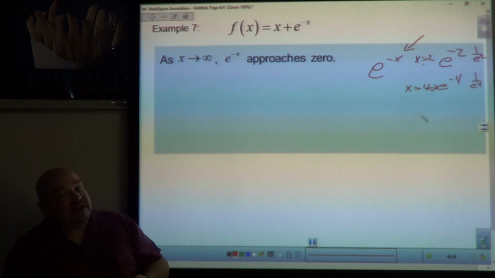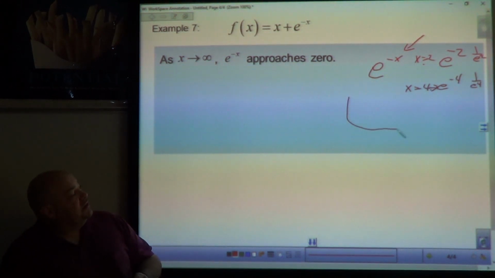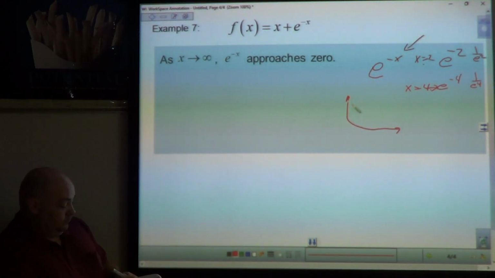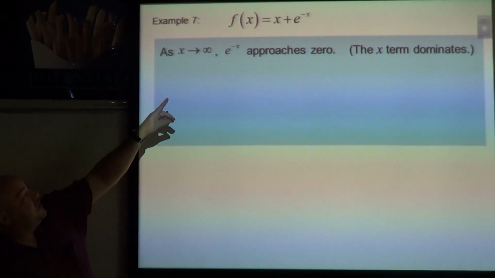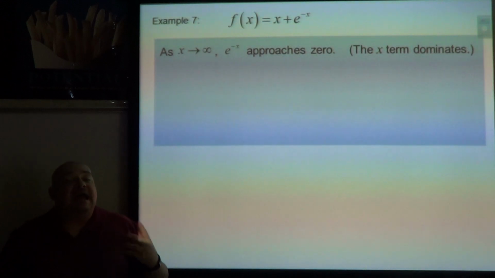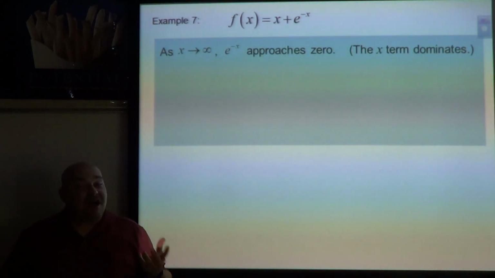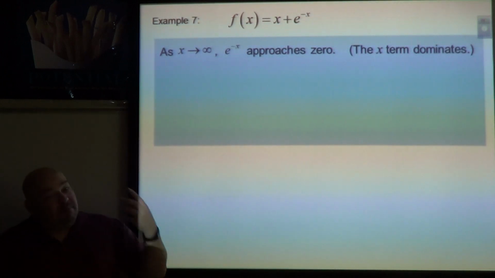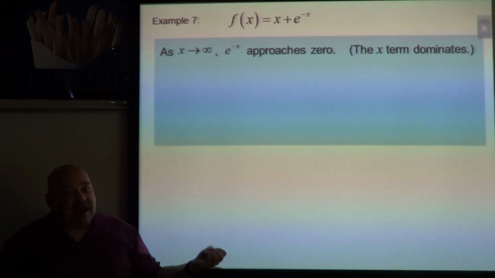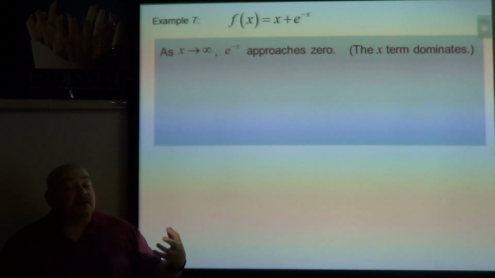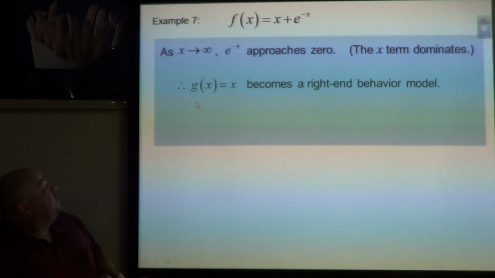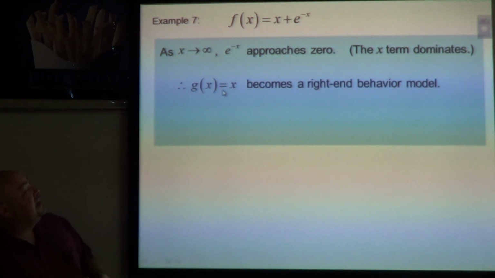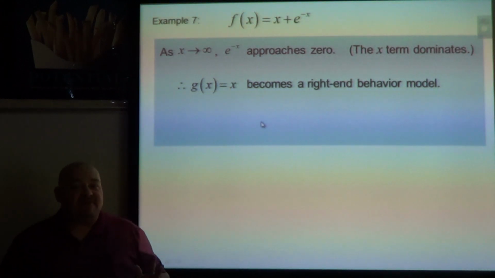Because remember, what does the graph of e to the negative x look like? Well, it looks like this. So we know that thing is going to go to 0. So in the case of x plus e to the negative x, the x value is actually going to dominate. That's not normal, usually. But e to the negative x is going to make that term go to 0. Therefore, the x term is going to dominate. Therefore, g of x equals x becomes a good right-hand behavior model.